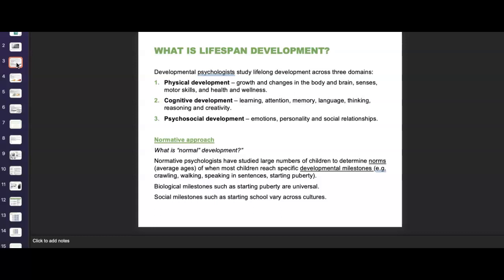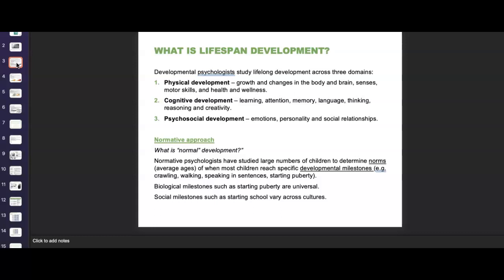Normative psychologists have studied large numbers of children to determine norms. These are average ages of when most children reach specific developmental milestones. Think crawling, walking, speaking in sentences, beginning puberty. Those things happen at norms. Biological milestones such as starting puberty are universal. Everyone goes through puberty, no matter where you've grown up culturally. This is a universal milestone.